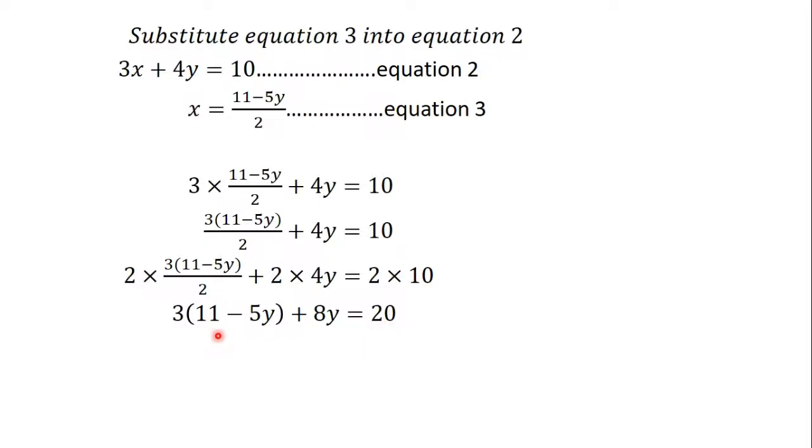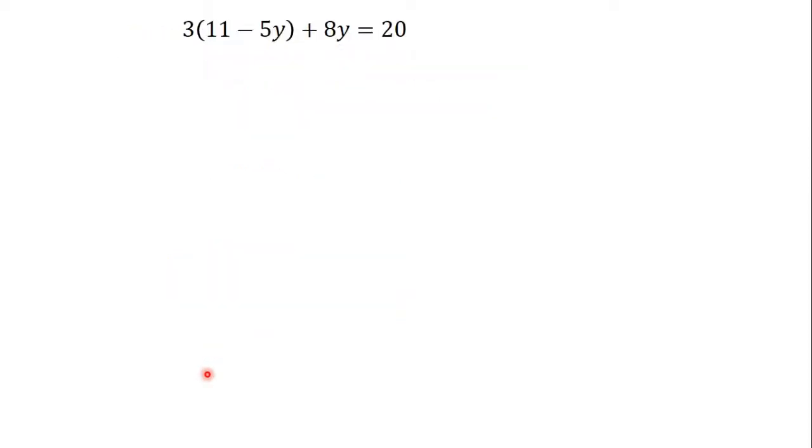Okay, so we open the bracket. 3 times 11 will give us 33. 3 times minus 5y will give us minus 15y. We have our plus 8y is equal to 20.